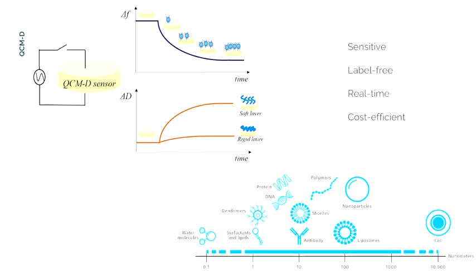What are the advantages? First of all, the method is cost efficient. It's very cheap to run these experiments. It's label-free, which means that we don't have to use antibodies to, for example, stain cells. We monitor cell behavior or cell attachment in real time, because we monitor in real time changes in frequency and dissipation, and the method is very sensitive.